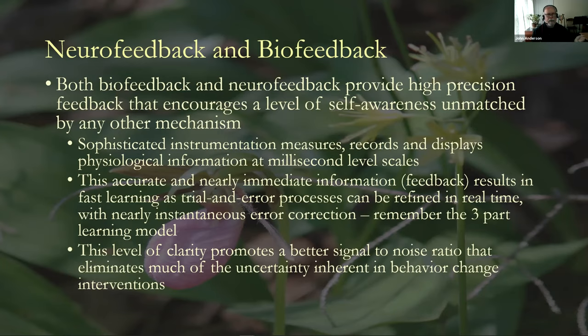That's that three-part learning model. And the third part is the G part that we looked at in that picture, which was the attention and error checking and awareness component. So this level of clarity promotes a better signal-to-noise ratio that eliminates much of the uncertainty inherent in behavior change interventions. For example, someone goes and wants to learn meditation.